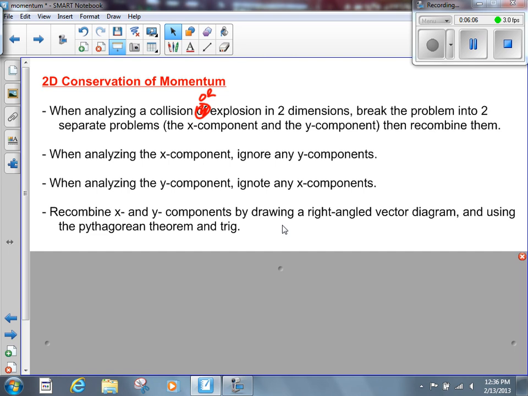What are we doing again? Once we analyze the x component and the y component, as Micah said just a few minutes ago, we're going to recombine them by drawing a right-angled vector diagram. And then we're going to use the Pythagorean theorem and a little bit of trigonometry. That trigonometry is probably going to be the tan function, although the other trig functions are also valid because you've got a right-angled triangle. All right, let's do one example with this, okay?